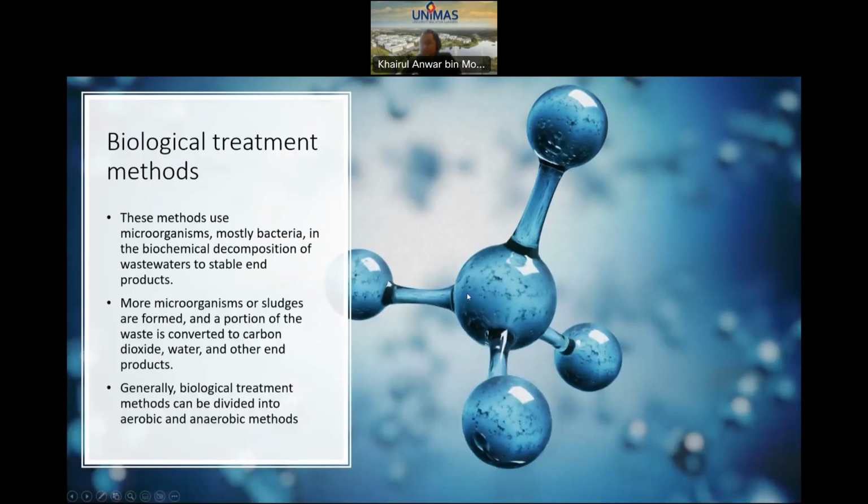For biological treatment, this method uses microorganisms, mostly bacteria, in the biochemical decomposition of wastewater to stable end products. More microorganisms or cells form, and a portion of the waste is converted to carbon dioxide, water, and other end products, including methane. Generally, biological treatment methods can be divided into aerobic and anaerobic methods.